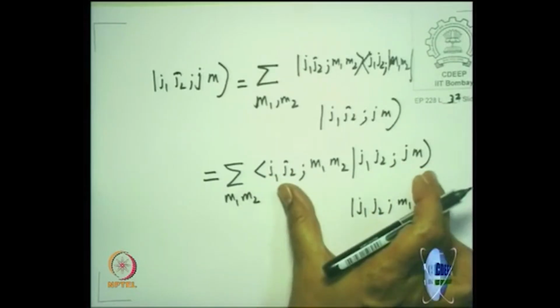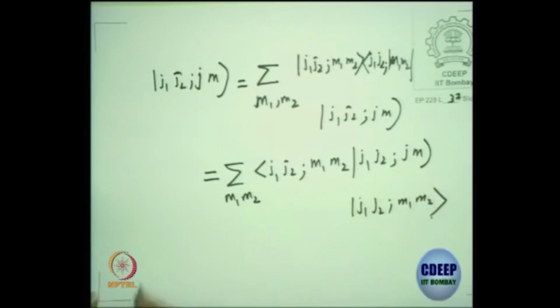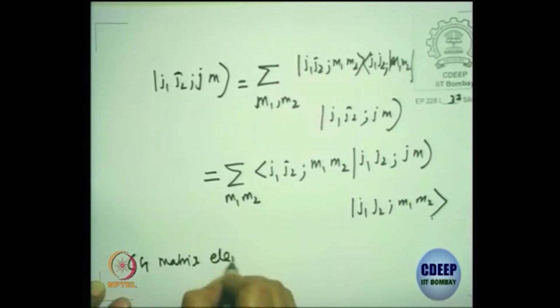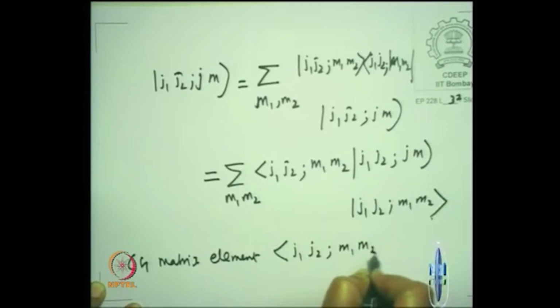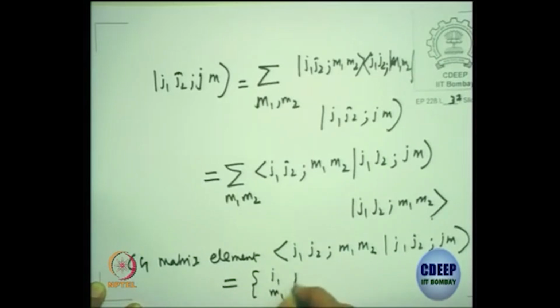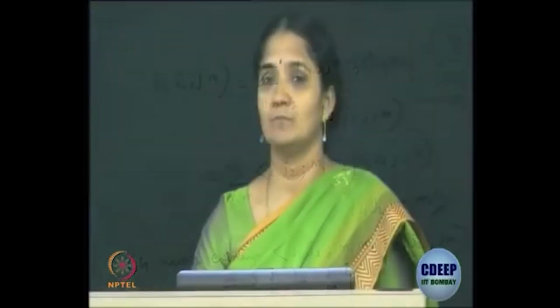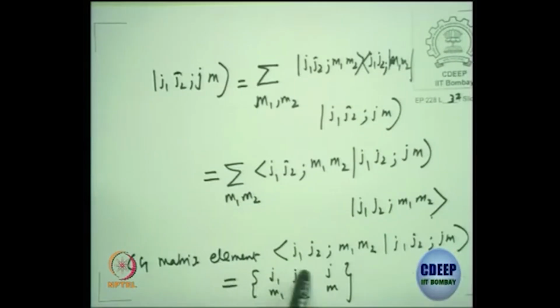and this coefficient is what we call a Clebsch-Gordan matrix element. So we write CG matrix element either this way or some books write it as J1, M1, J2, M2, J M. So our aim is to evaluate these elements. Our aim is to evaluate the elements of the CG matrix, and that we will do.